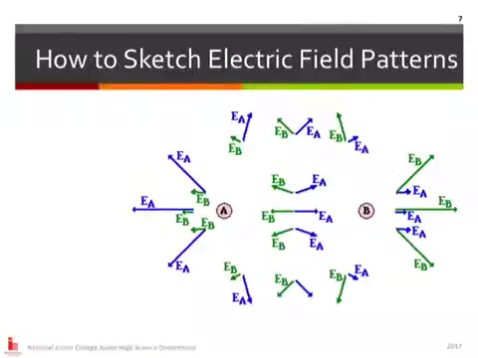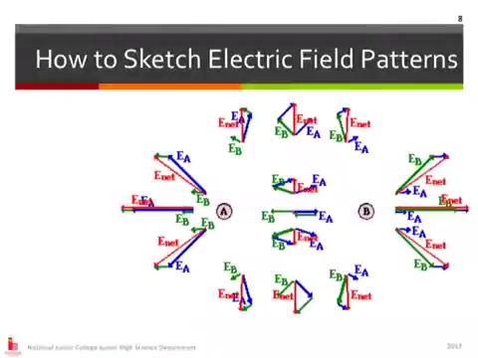For a region of space with two positive charges, charge A and charge B, each charge creates its own electric field. The blue arrows are the electric field vectors due to charge A, whereas the green arrows are the electric field vectors due to charge B. The magnitude and direction of the electric field at each location is simply the vector sum of the electric field vectors for each individual charge. The red arrows give you the resultant electric field vectors at the different locations due to charges A and B.